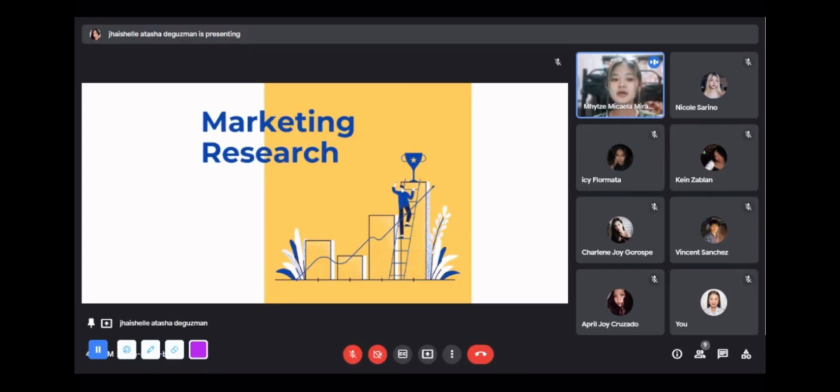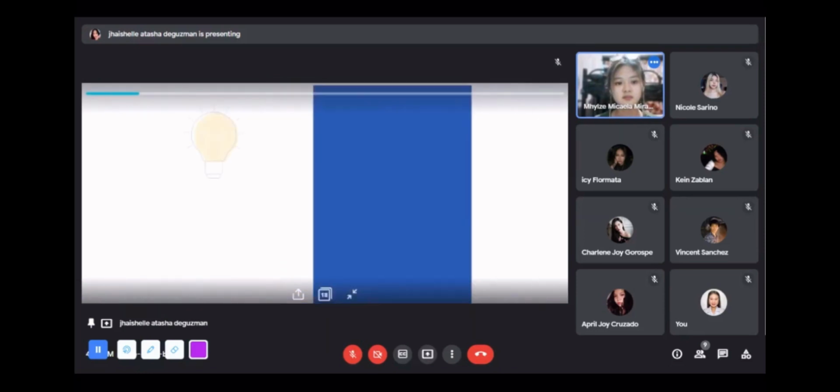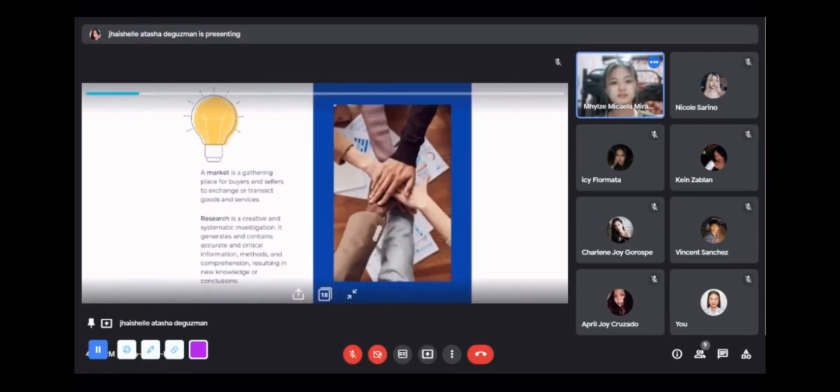First, let's define what market and research are. A market is a gathering place for buyers and sellers to exchange or transact goods and services. And research is a creative and systematic investigation. It generates and contains accurate and critical information, methods, and comprehension, resulting in new knowledge and conclusion.